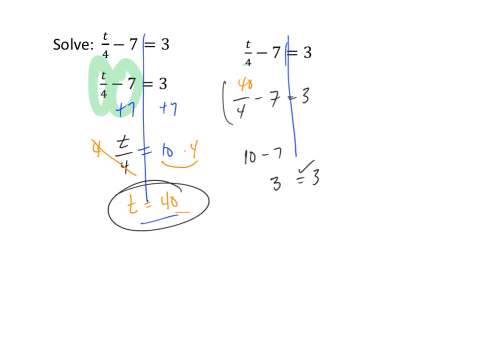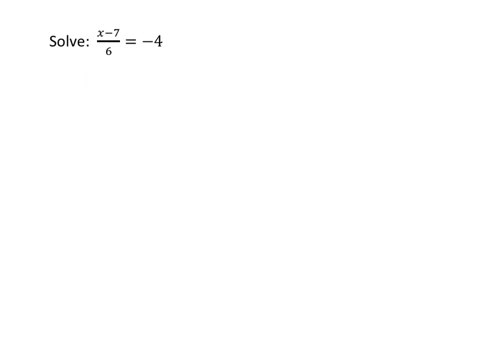Okay, so again, remember what we've done. We've looked at order of operations. We've gone in reverse. We've undone things. When we undo division, we undo it with multiplication. So this one is the tricky one.